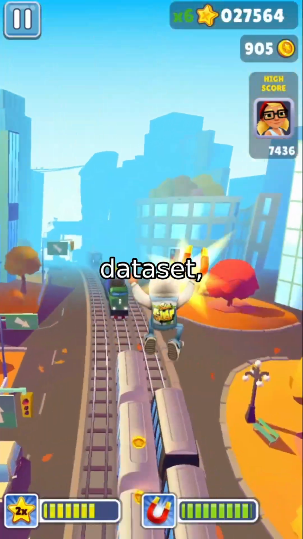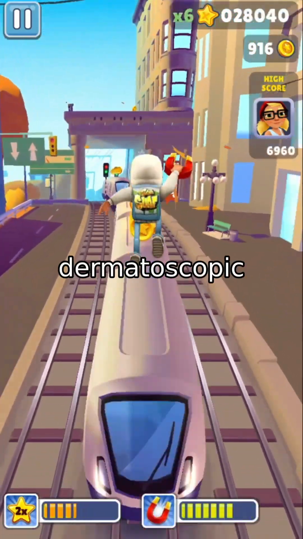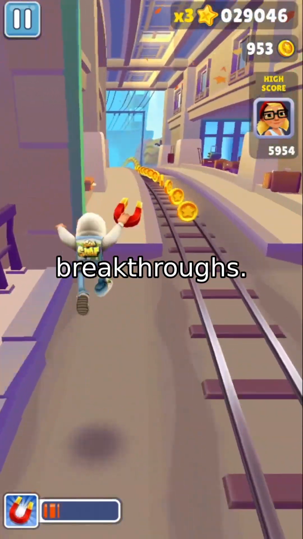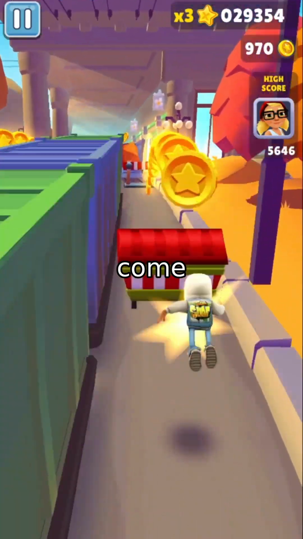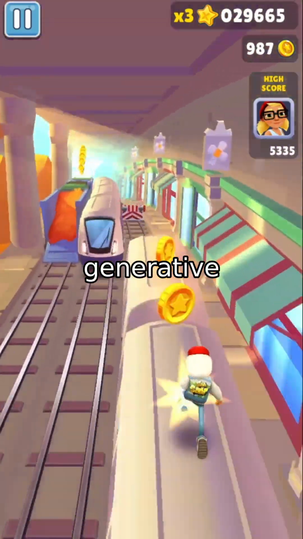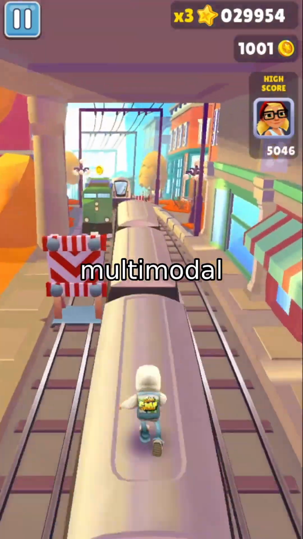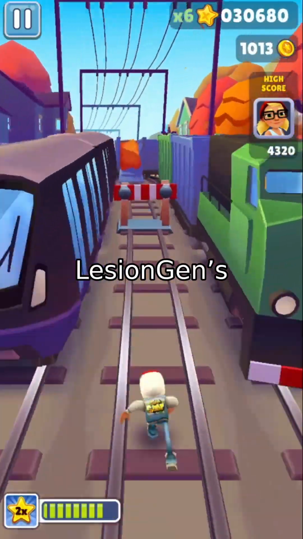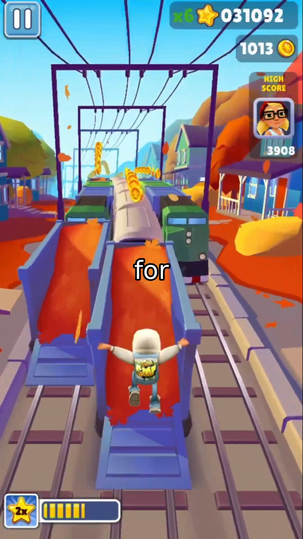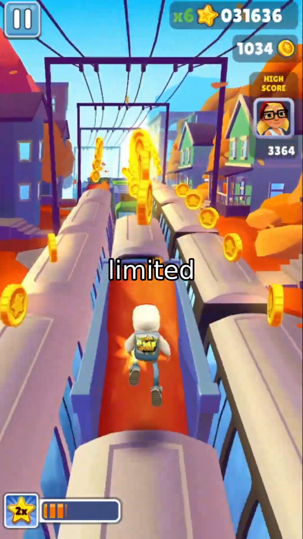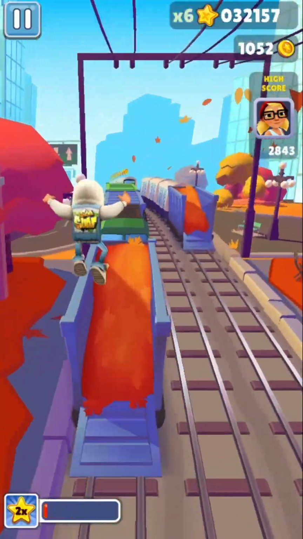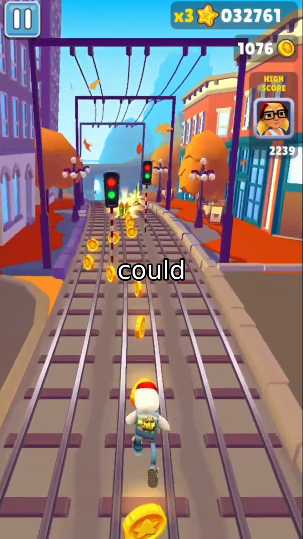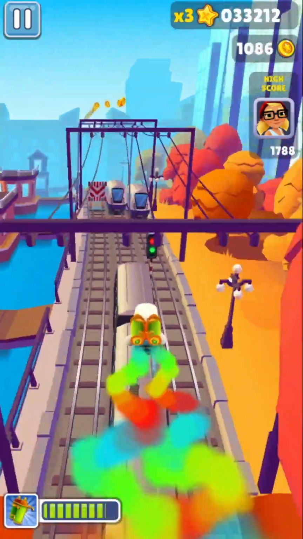From the HAM 10000 dataset, which houses thousands of dermatoscopic images, to Chest X-ray 8's hospital-scale X-ray library, these resources are fueling breakthroughs. As we've seen, the best results often come from pushing boundaries, whether it's refining generative models, improving segmentation, or leveraging multimodal learning to combine text, images, and clinical data. So what's next? LesionGen's approach isn't just a technical win, it's a blueprint for equitable AI. By bridging the gap between limited data and clinical expertise, it opens new possibilities for research and patient care. And who knows? Maybe one day, this technology could help doctors spot diseases earlier or even personalize treatments.